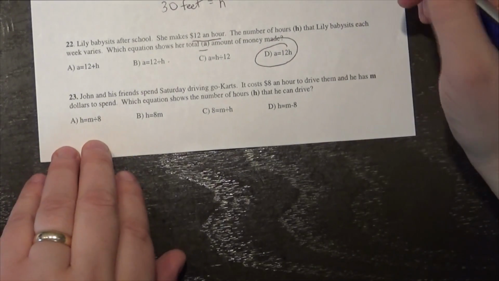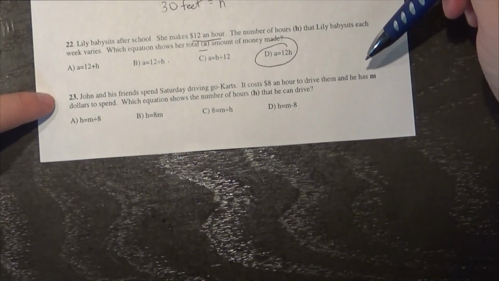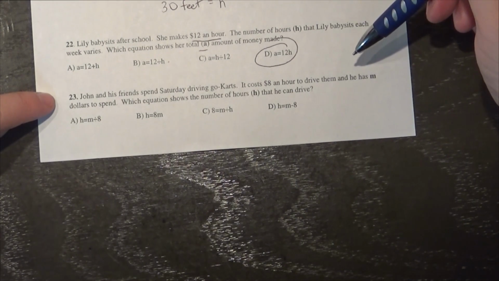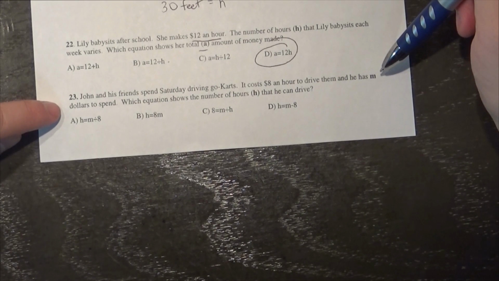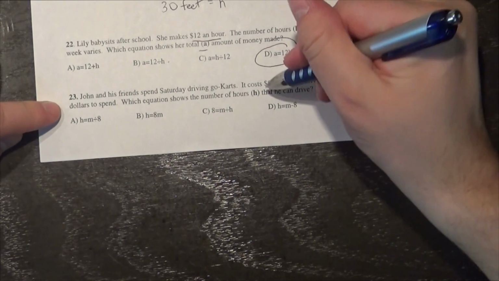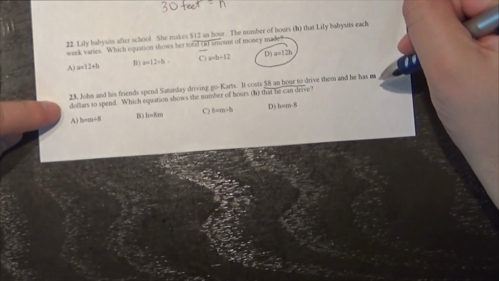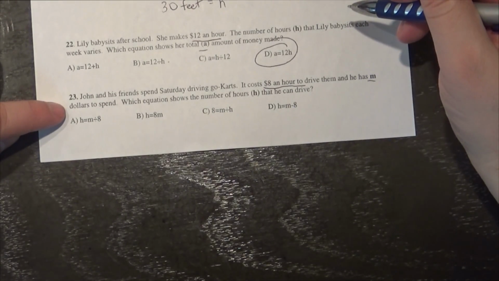Here's number 23. John and his friends spent Saturday driving go-karts. It costs $8 an hour to drive them, and he has M dollars to spend. Which equation shows the number of hours h that he can drive? So it's $8 an hour. He has M dollars to spend.